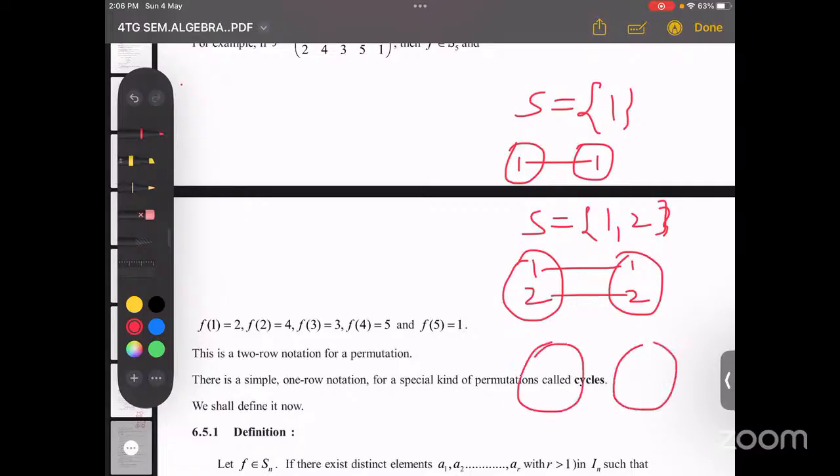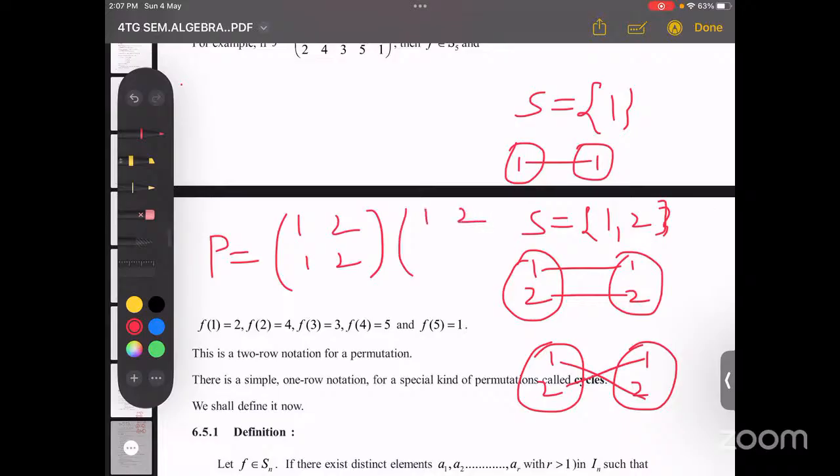Another possibility is that 1 maps to 2 and 2 maps to 1. Then we can write the permutation like this: one permutation is 1, 2 on the top row and 1, 2 on the bottom, and another permutation is 1, 2 on top and 2, 1 on the bottom. Whatever the first row is, those are the elements we are taking, and the images we get, you write as the second row.